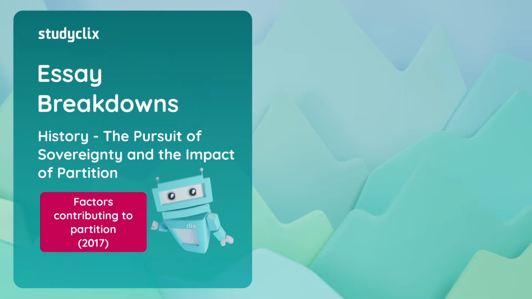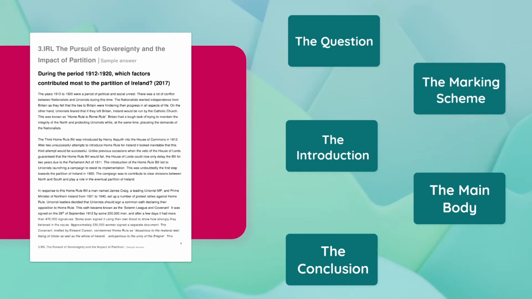I'm going to go through this Leaving Cert history essay with you today from the 2017 paper. It's from the topic The Pursuit of Sovereignty and the Impact of Partition. It's the question about the factors that contributed to partition. Now I'm going to dip in and dip out of different parts of the essay, pointing out what's good and what could be improved on.